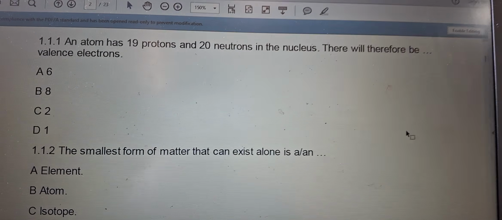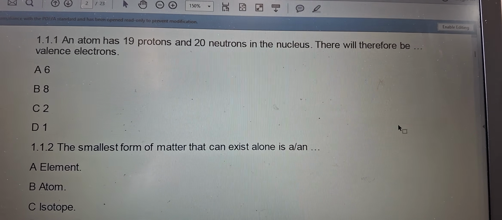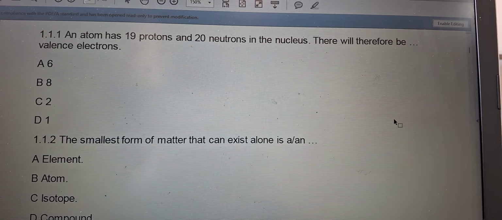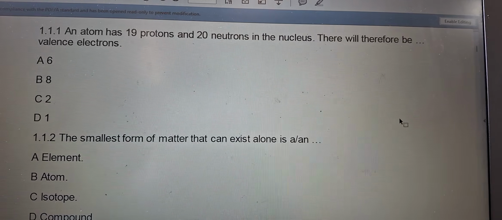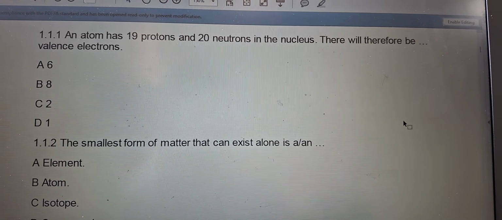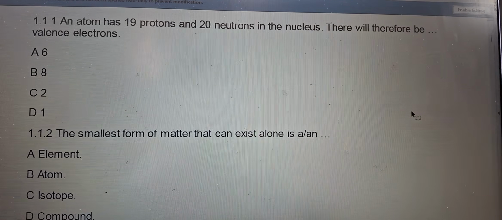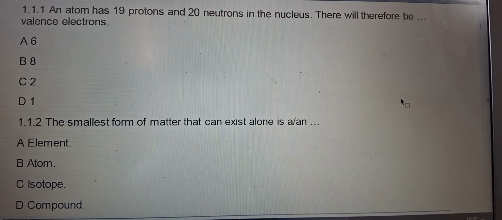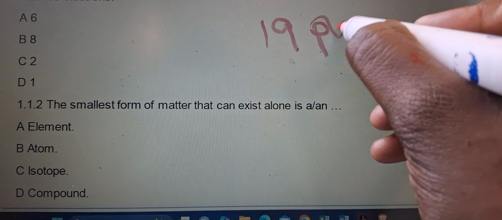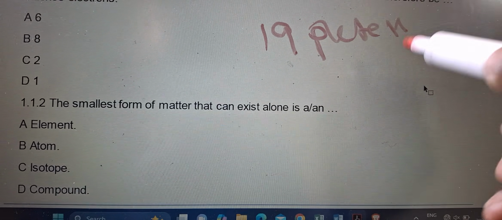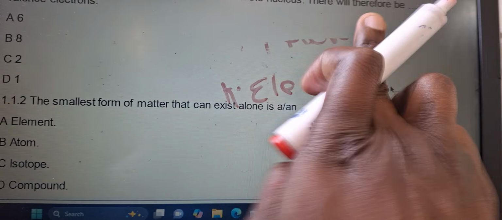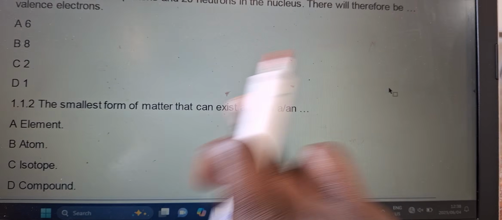Right, so the first question reads, it's a multiple choice. An atom has 19 protons and 20 electrons in the nucleus. There will therefore be how many valence electrons in this particular atom? And we know that the valence electron is the outermost electron, or the electrons that are found in the outermost shell. So since this atom of ours has 19 protons, to maintain its neutral, it will be supposed to have what? 19 electrons.